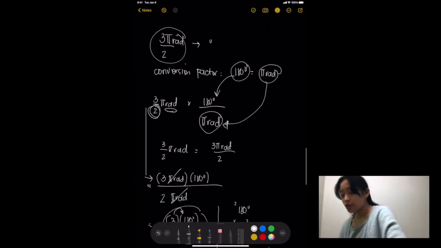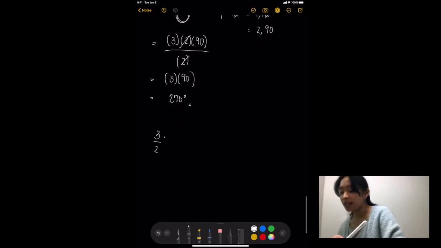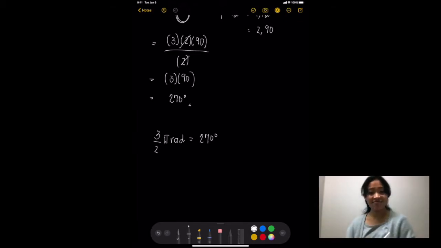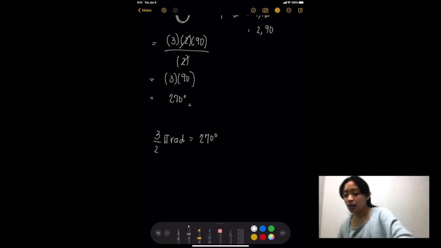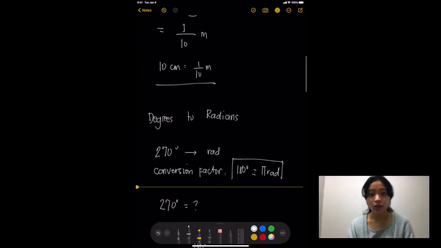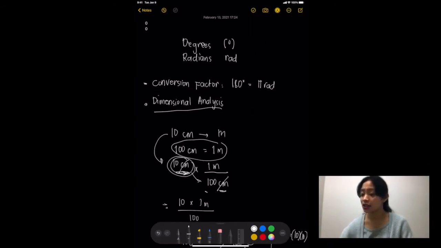Okay, so going back to the problem, I can write that 3/2 pi radian is equal to 270 degrees. Alright? It's easy. So you can just simply practice more on conversion of units, conversion of degrees to radians and radians to degrees using our conversion factor of 180 degrees equals pi radians.